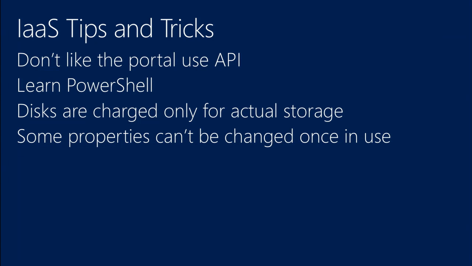Something else to note is that some properties can't be changed once they're in use. So if you create a new virtual network and you add a machine to that network, and then you want to add point-to-site VPN connectivity, that can't be done when that virtual network is in use. Now, I know the networking team is working on solutions for that, so I think those limitations will be gone soon.